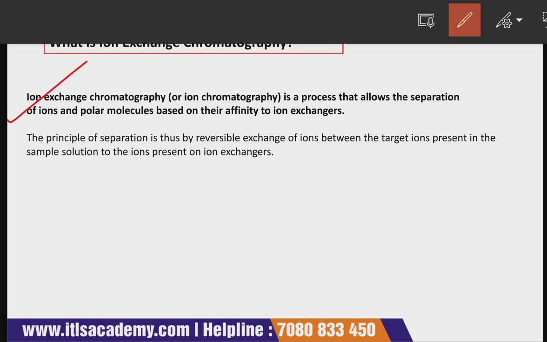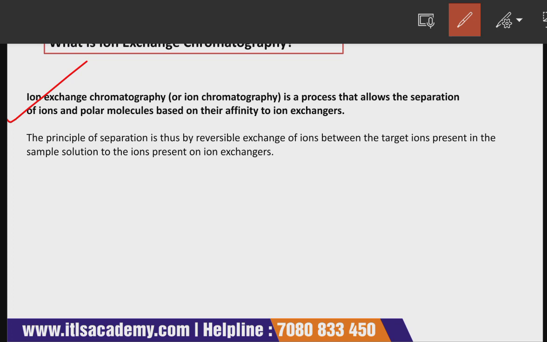Let me elaborate on ion exchange chromatography. There are differences in charge, charge density, or you can say the distribution of charge on the surface of different molecules. Every molecule has a different type of charge. So these differences in the charge properties of different molecules are taken into account, and they are used to separate otherwise similar molecules.